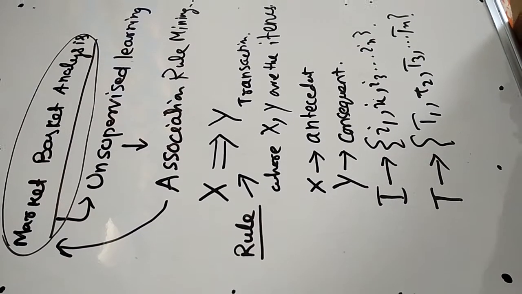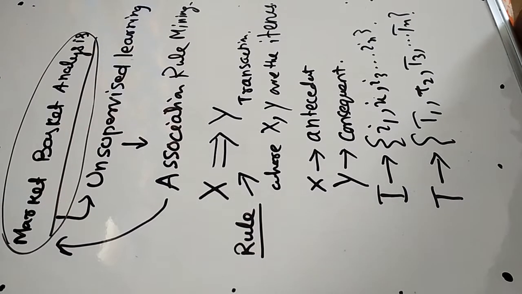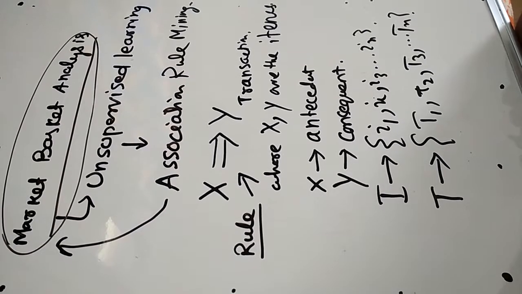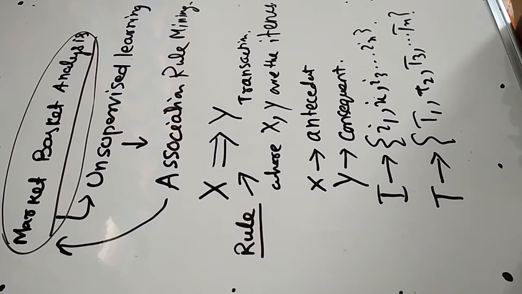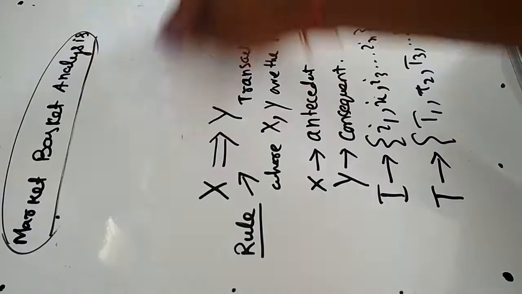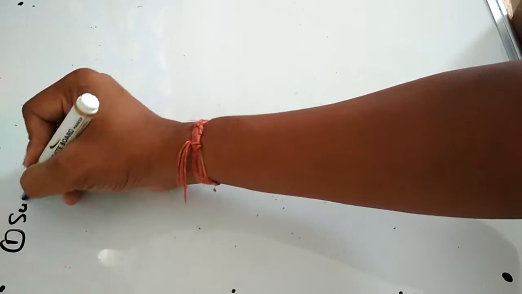In this lecture we will take a problem and solve it using some parameters. Association rule mining has some parameters by which we can find the patterns. First of all we will go through the parameters of association rule mining. So let's study the parameters. Here the first parameter is support.